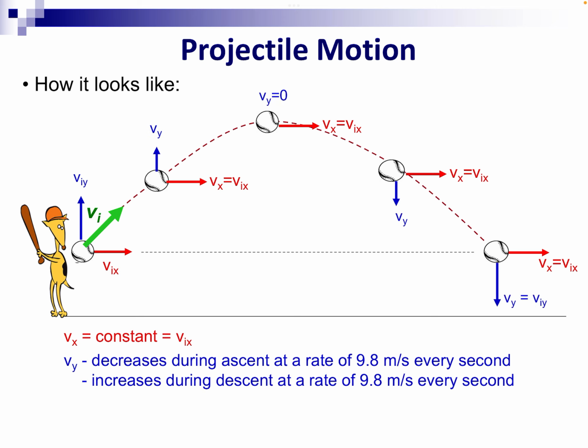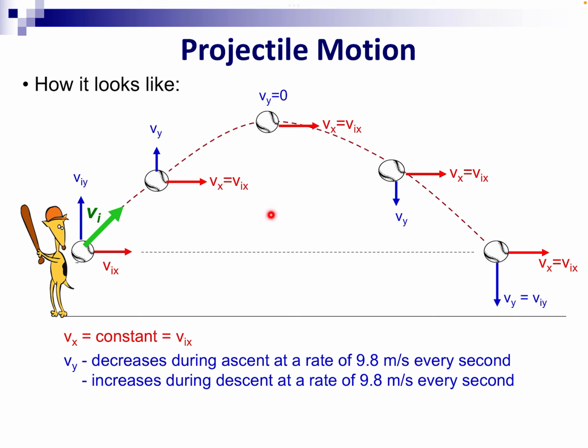Whereas the y component changes. If the ball initially was put into motion upwards, then we know that the velocity along the y will decrease at a rate of 9.8 meters per second every second until the ball reaches its maximum height, for which case when the ball starts to move down, the velocity will increase at a rate of 9.8 meters per second every second.